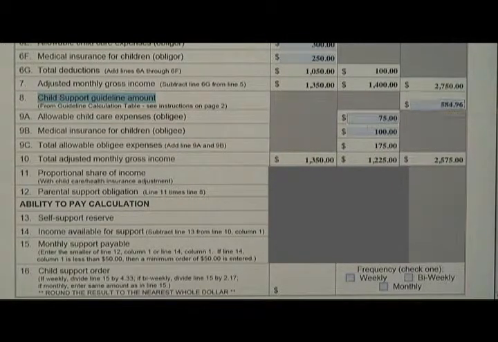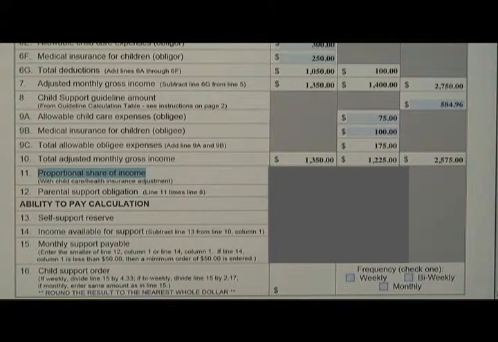We have also learned that the adjusted gross monthly income for the couple is $1,350 for the obligor and $1,275 for the obligee, which is a combined amount of $2,575 for the couple. Now, line 11, the proportional shared amount of income. Simply what this means is how much each individual will pay of that $584.96 child support guideline amount.